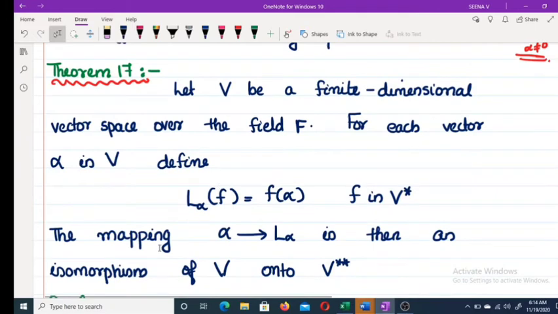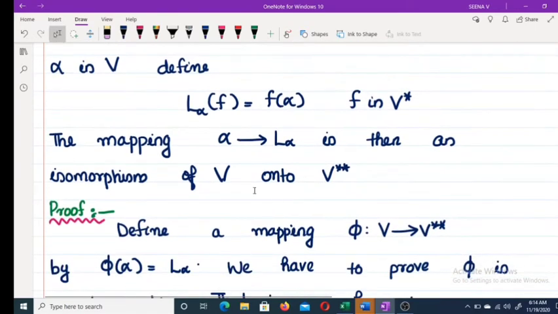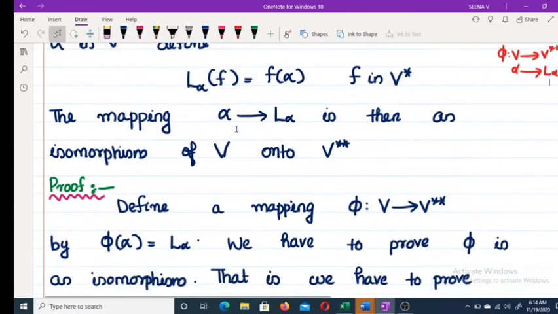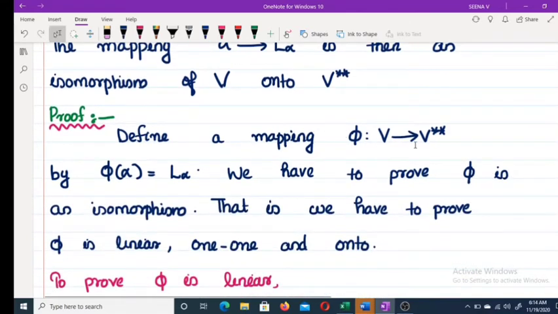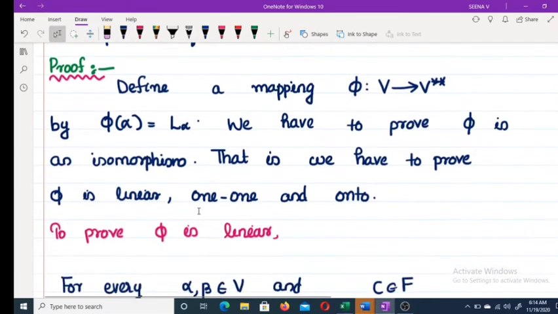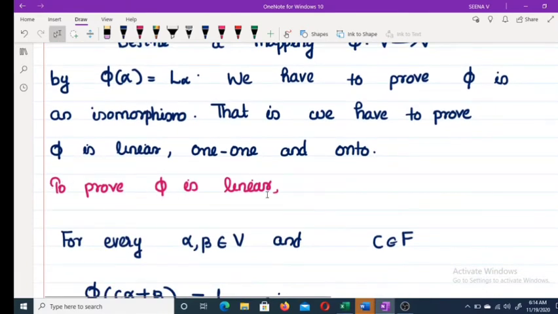That means L alpha belongs to V double star, which we already proved. Now we are defining a map phi from V to V double star as alpha goes to L alpha. So we have to prove this mapping is an isomorphism. We have to prove this map is a linear map, and also that it is 1-1 and onto. So define a map phi from V to V double star by phi of alpha equal to L alpha, and we have to prove phi is an isomorphism. First we are going to prove phi is linear.